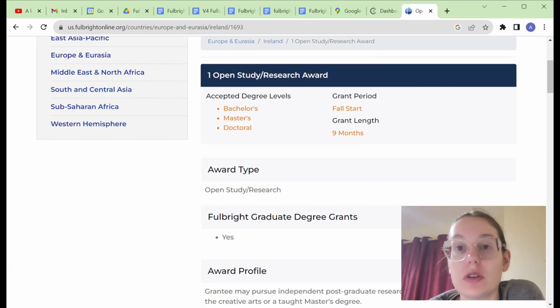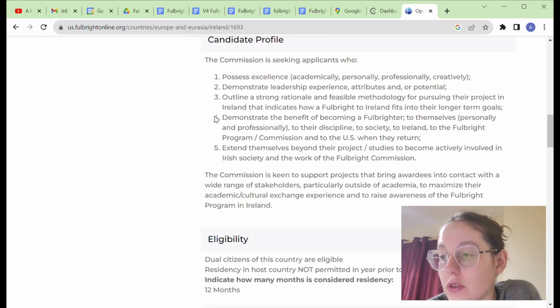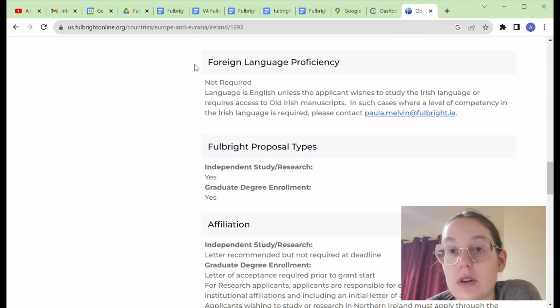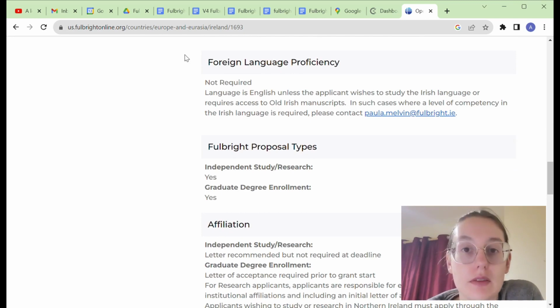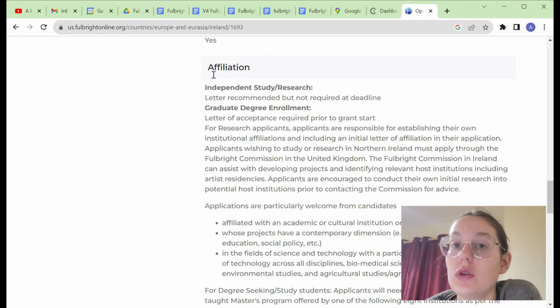And once you're looking at the award search, that will bring you to this sort of page. You'll see all of this information, so you can see when you start and how long it can be and what degree you have to get in. There's just a lot of information on here. Candidate profile, they're usually pretty similar. Yeah, you have to be exceptional. Accepted stuff. Foreign language proficiency, that's an important one. If you speak other languages other than your first language, if you don't, you need to be sure that you meet those requirements. And then affiliation, that was a huge thing for me.